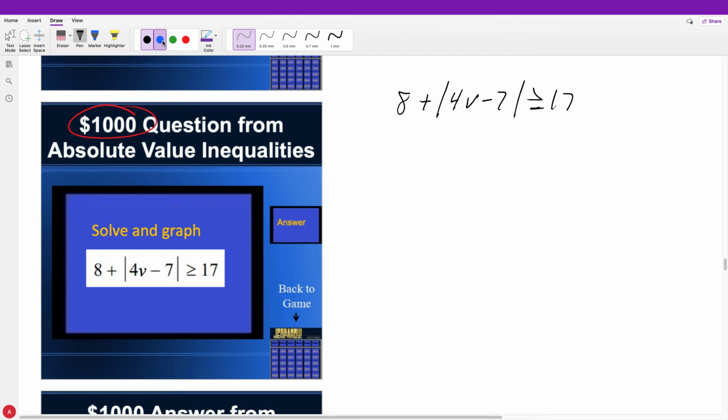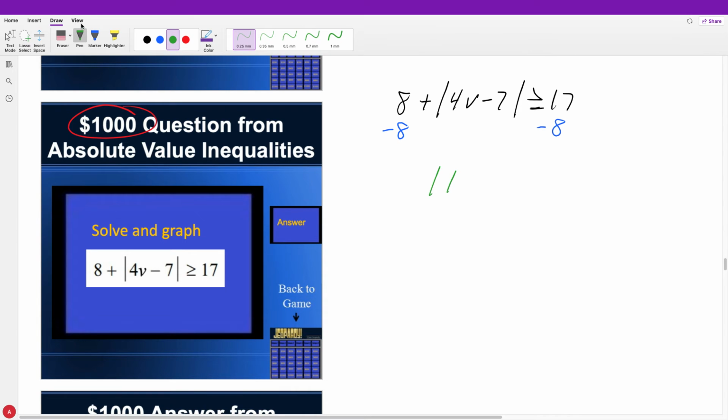When we go to answer this question, the first thing we have to do is isolate the absolute value. We can't do the positive or negative and flipping our inequality first. If we were to subtract 8, then I get, actually, let me write this, the absolute value of 4v minus 7 is greater than or equal to 9. That's what we should do first. If you were to try and make this negative 17 to begin with before you isolate, when you subtract, you're getting a different answer. You're getting negative 25, which is not the same as 9.